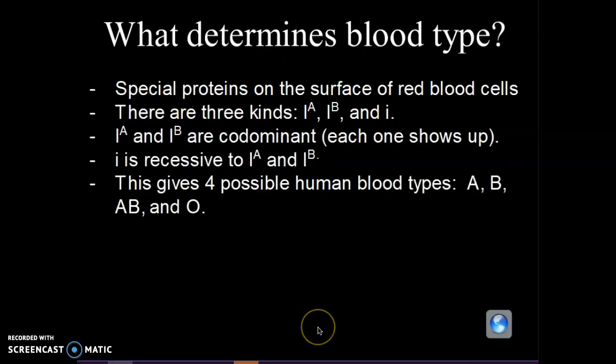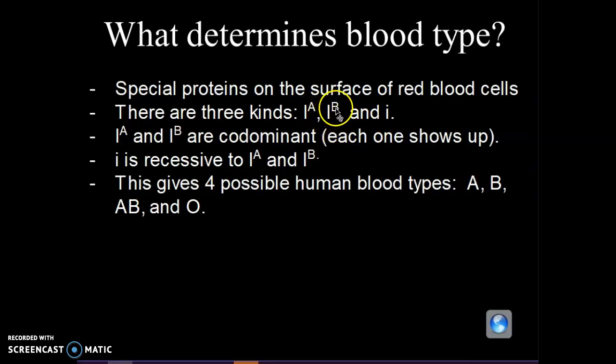Okay, so what determines your blood type? There are proteins on the outside of the red blood cell. They're invisible, so you and I can't see them, but they're chemically there. So there are three kinds, and they just use this I, and I forget what that stands for, y'all. But A is one kind, B is another kind, and then this one means nothing. So you have neither A nor B on the outside of your red blood cells. You have no proteins on there.